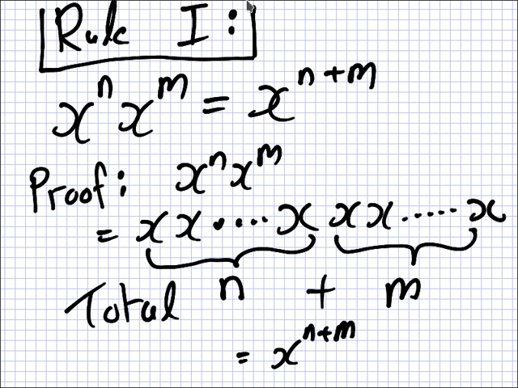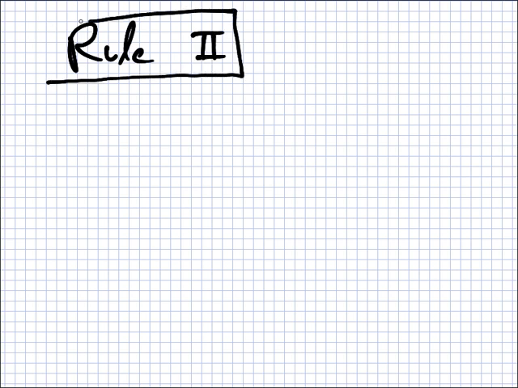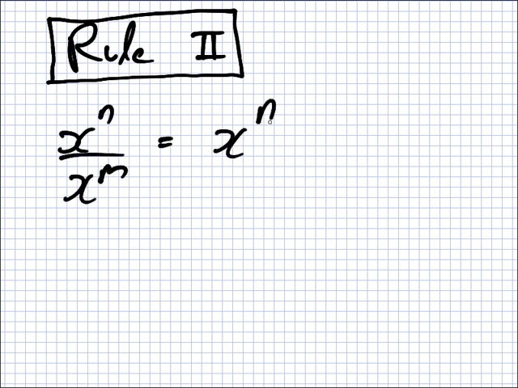Right, can we do rule 2 now? So you can probably guess what the second rule will be if this was the first rule. So what do you think the second rule will be? Rule 2 is x^n over x^m equals x^(n minus m).